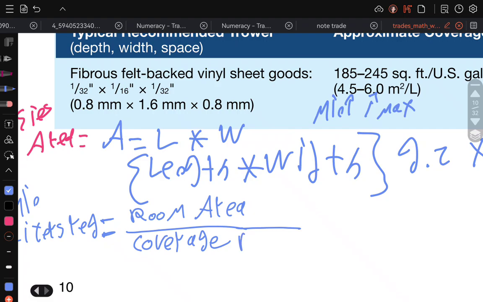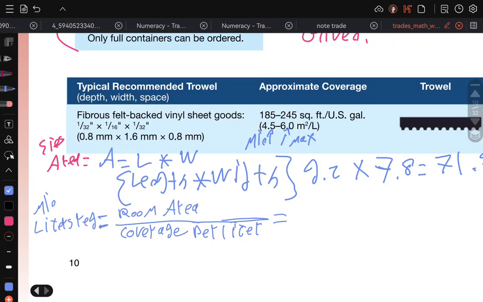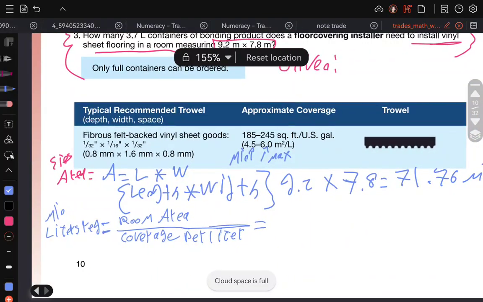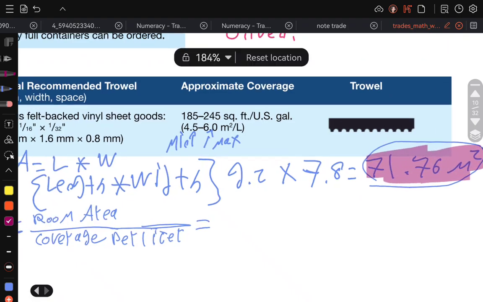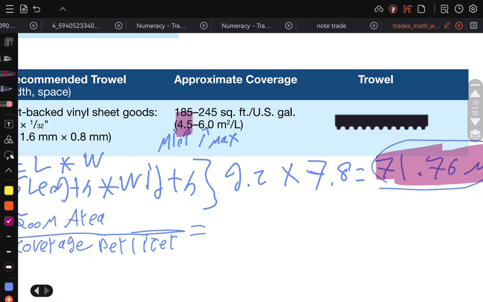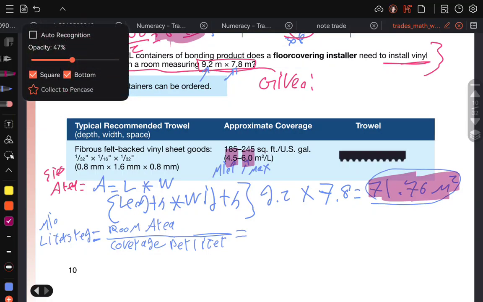The coverage per liter, of course. Let's just put it like this. Okay, cool. Equal. Now as you can see, we do have the area here. We did get the area. This one is the area, right? And this one is the minimum coverage per liter, and this one is the max. So let's just fill it in.